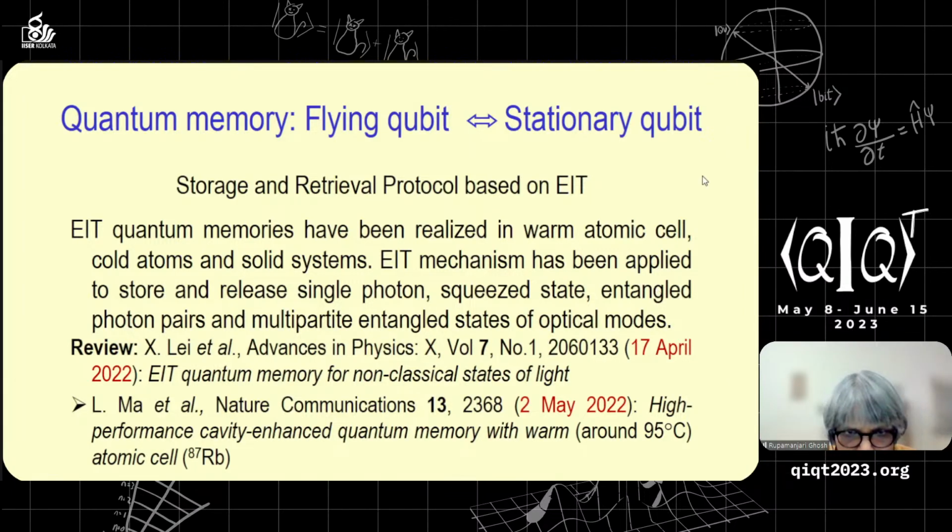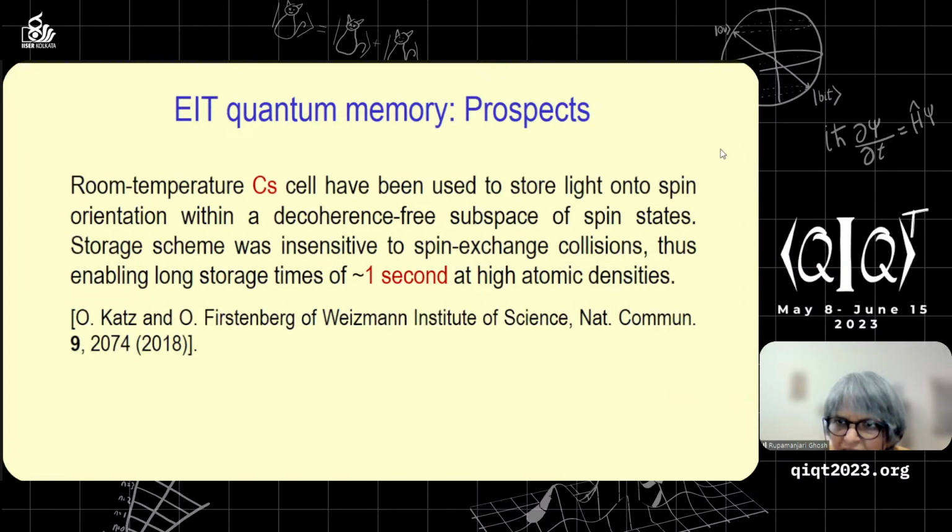That's the information you're storing. And there's a new one that I saw in Nature Communications last May that also talks about a 95 degrees rubidium atomic cell, cavity enhanced quantum memory. So a lot of work is going on and nobody has the final answer yet. The best results we have seen, and that's what gives us hope for the prospects of this, is a room temperature cesium cell that was used at the Weizmann Institute of Science. It's a little old Nature Communications paper that showed a long storage time of 1 second at high atomic densities. So it's not bad at all.